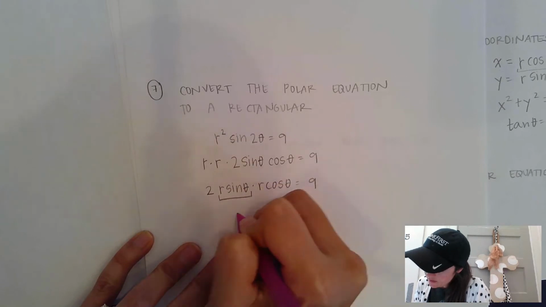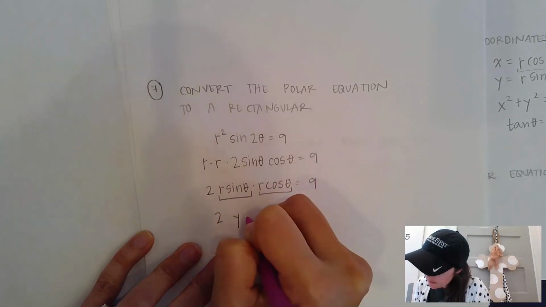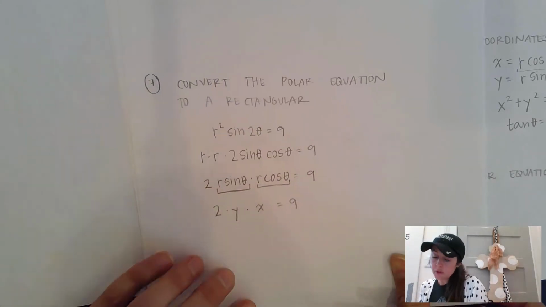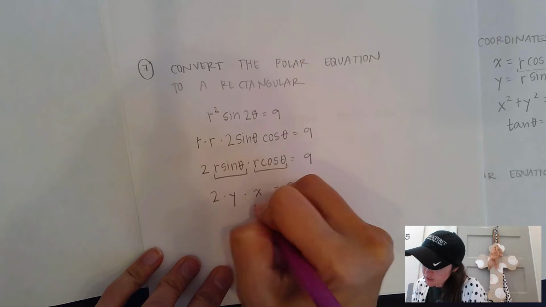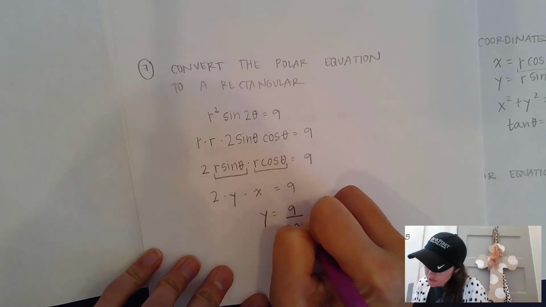R sine of theta is a y. R cosine of theta is an x. So if you solve this equation for y, then you'll divide both sides by 2x. So y is going to be equal to 9 over 2x.